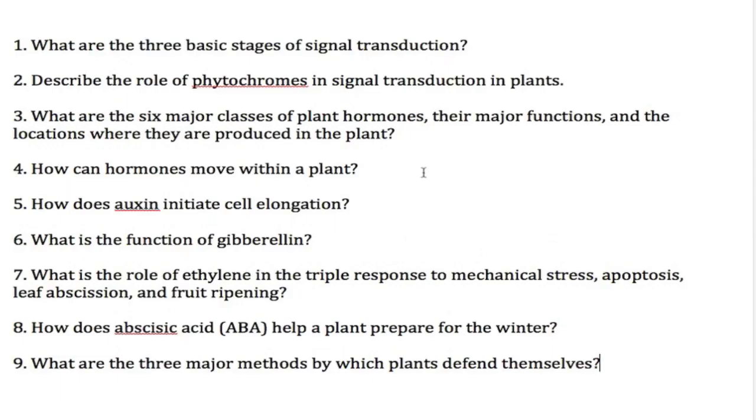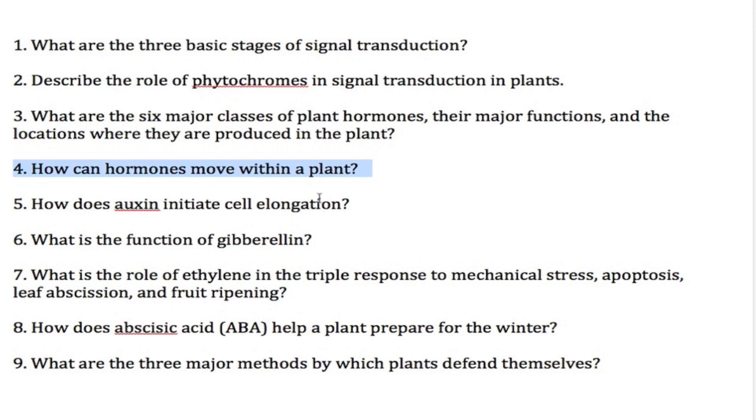Okay, so as far as objectives, we talked about number 1, the three basic stages of signal transduction. It looks like you already had those down. Number 2, we didn't get to. Number 3 is the main thing we were focusing on today: six classes of plant hormones. We certainly talked about this. What's the function of gibberellin? We haven't really talked about this.